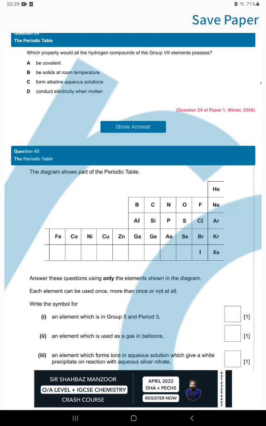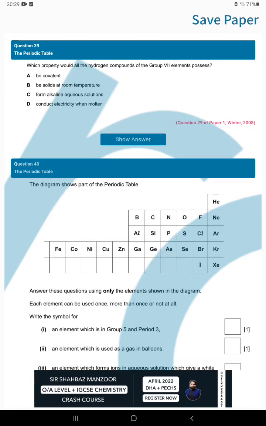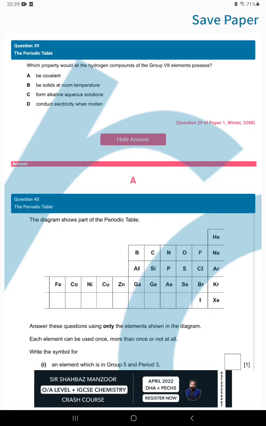Question number 39. Which property would all the hydrogen compounds of group 7 elements possess? Be covalent, be solid at room temperature, form alkaline aqueous solutions, conduct electricity when molten. It's be covalent.